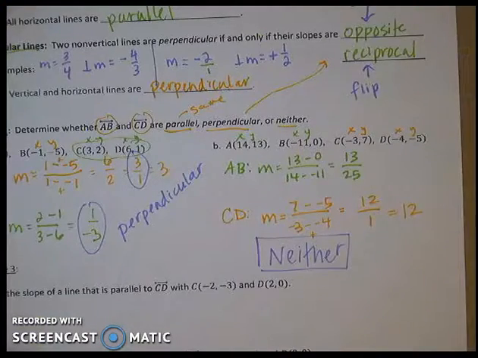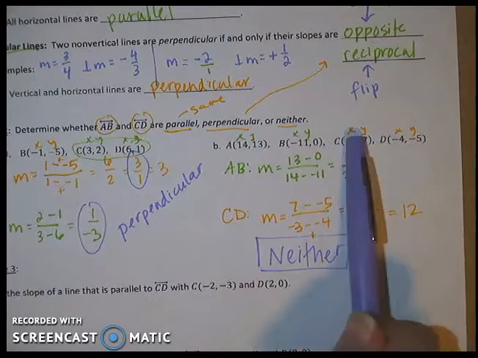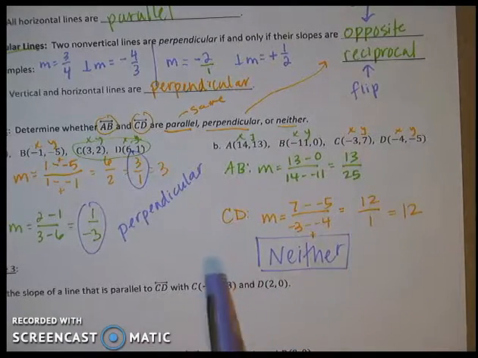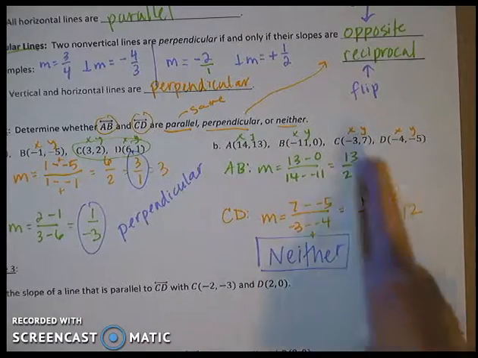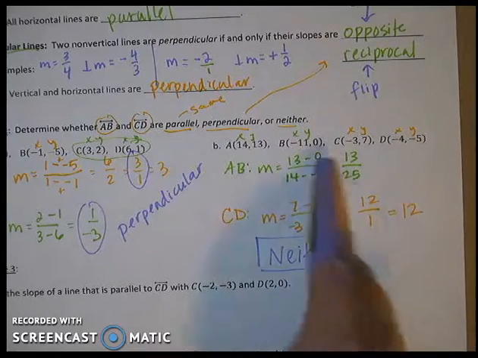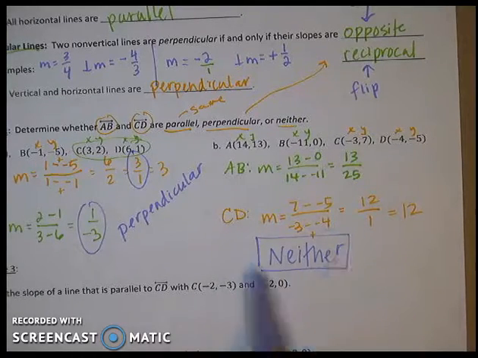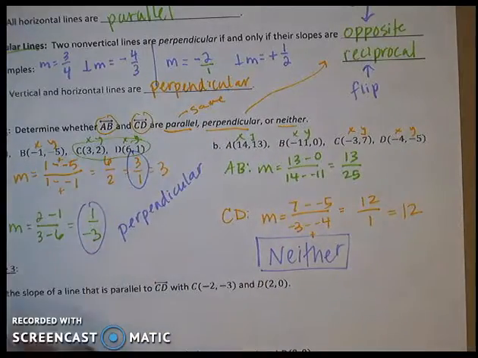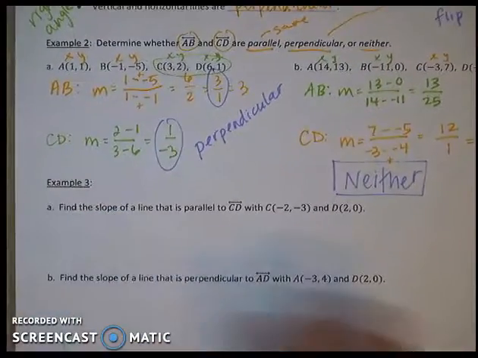Okay, you can see that I found the slope of AB to be 13/25. The slope of CD is 12. Because they're not the same and they're not opposite reciprocals, that means that they are neither parallel nor perpendicular. Let's look at the last set of examples.